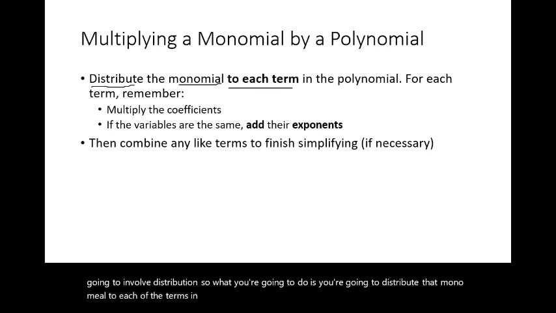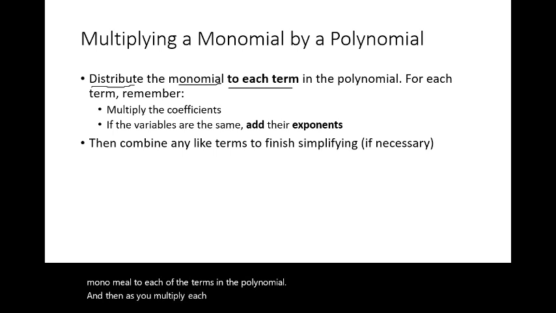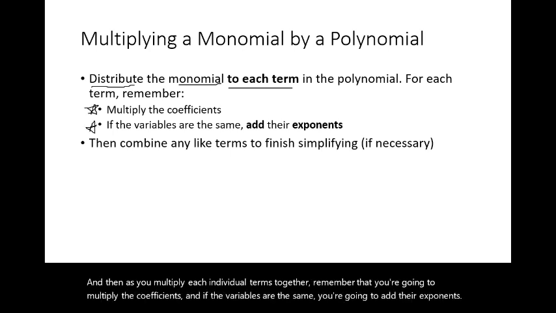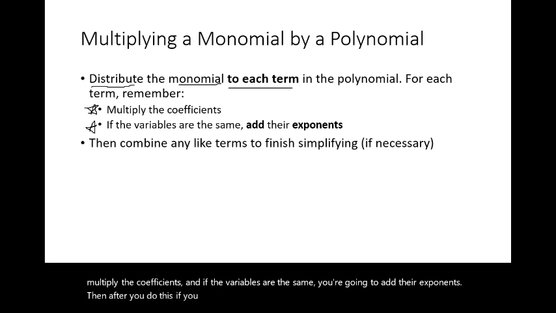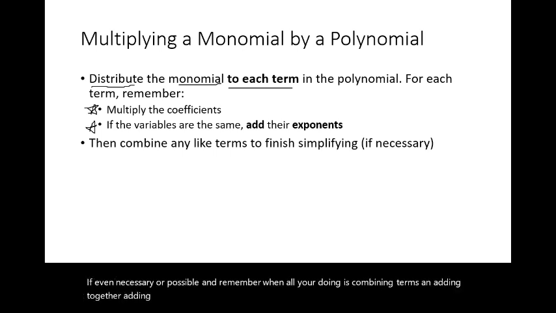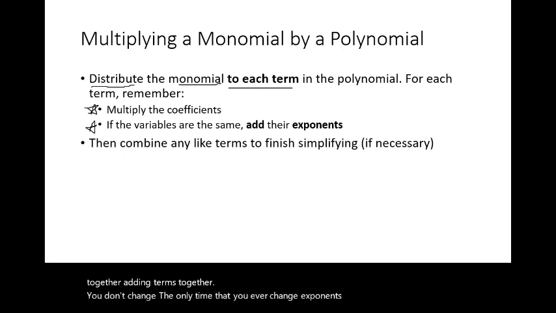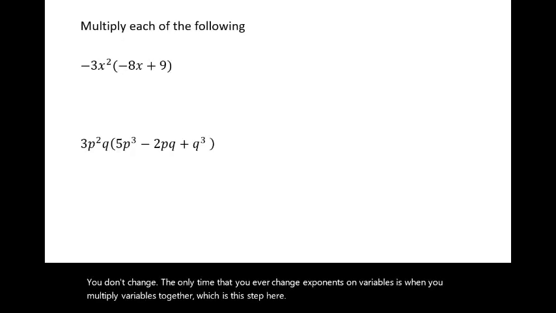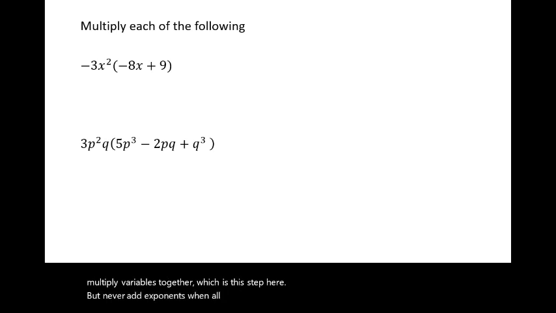So what you're going to do is distribute that monomial to each of the terms in the polynomial. And as you multiply each individual term together, remember that you're going to multiply the coefficients. And if the variables are the same, you're going to add their exponents. Then after you do this, if you have any like terms, you're going to combine them to finish simplifying, if even necessary or possible. And remember, when all you're doing is combining like terms, like adding terms together, you don't change the exponents. The only time that you ever change exponents on variables is when you multiply variables together, which is this step here. But never add exponents when all you're doing is adding terms together.